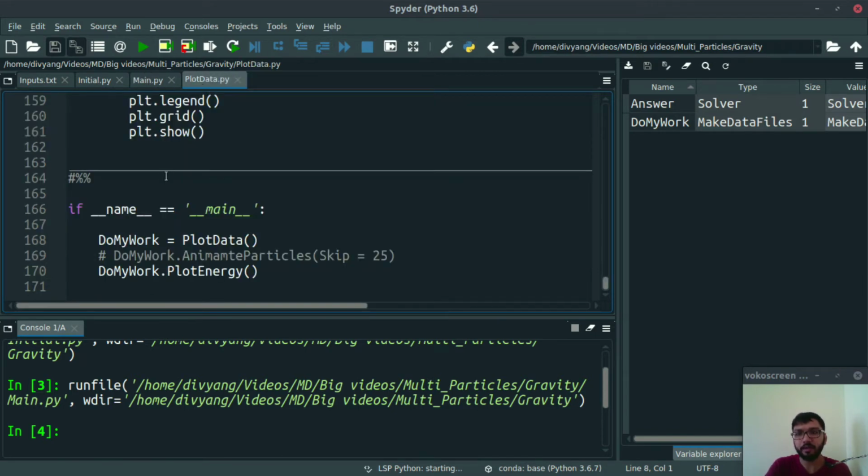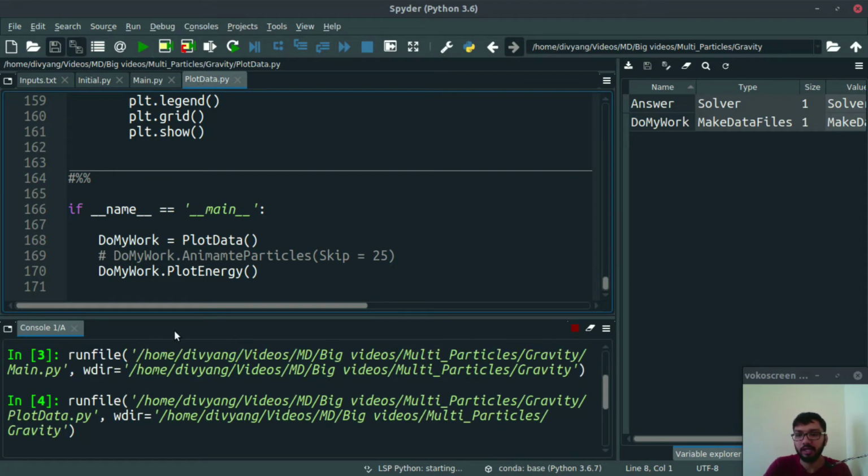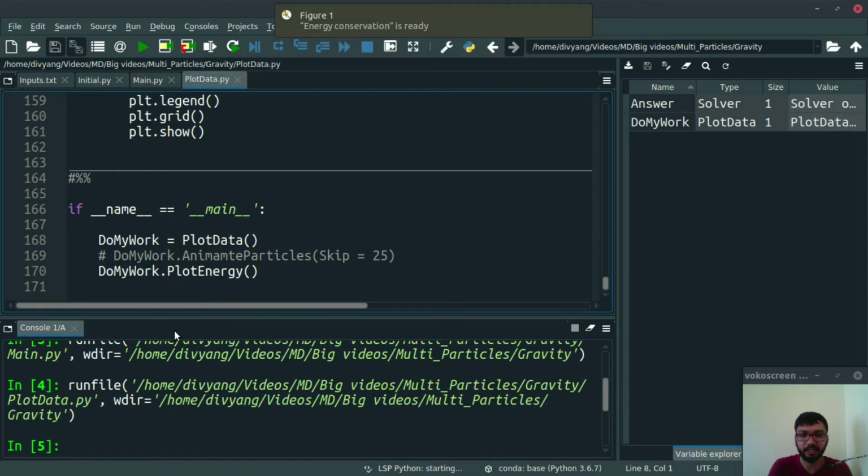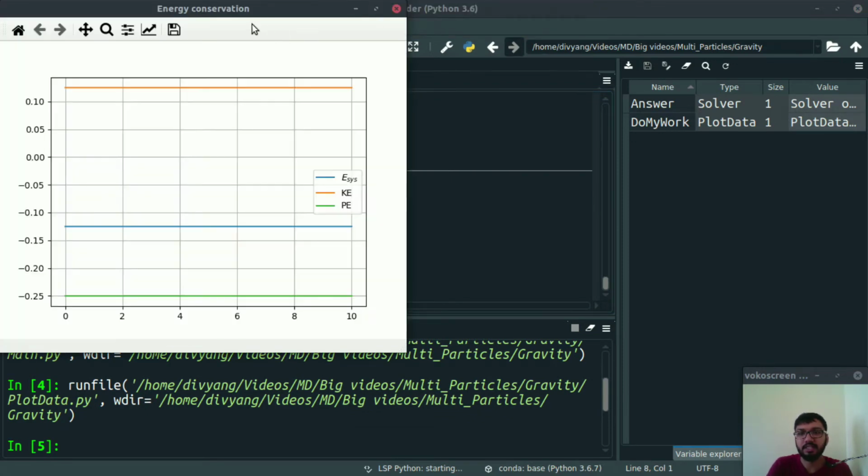Okay. Now we also want to plot this data. So I am running this plot_data.py file. Let's run this and see what we are getting. So yes, all three energies are constant. This orange kinetic energy is constant. The total energy of the system is also constant, and potential energy is also constant.